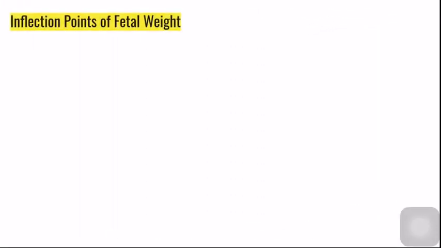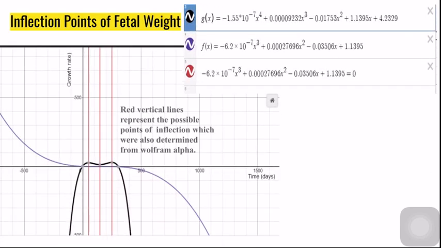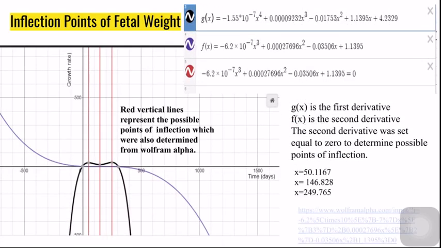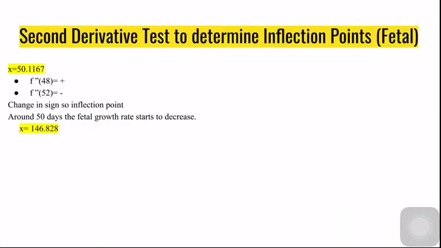The red vertical lines through the first and second derivative graph represent where the possible points of inflection occur. This was also determined through Wolfram Alpha, setting the second derivative to 0 and getting the possible points of inflection out. Then, having these possible points of inflection, we need to conduct the second derivative test to determine if there are actual points of inflection. The second derivative test determined inflection points of fetal weight. All 3 points were determined to be inflection points since there was a change in concavity at each point.